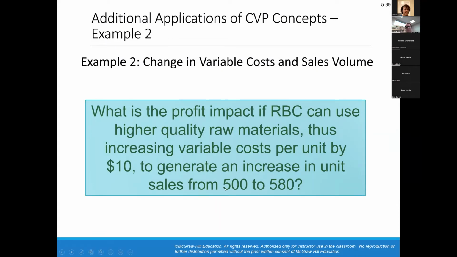All right, so let's look at a different example. What is the profit impact if they use a higher quality raw material, which will increase the variable cost per unit by $10? So remember, it was 300. Now it's going to be 310. And then we want to generate an increase in units from 500 to 580. So now we're increasing our sales in units by 80. So let's see what that looks like.